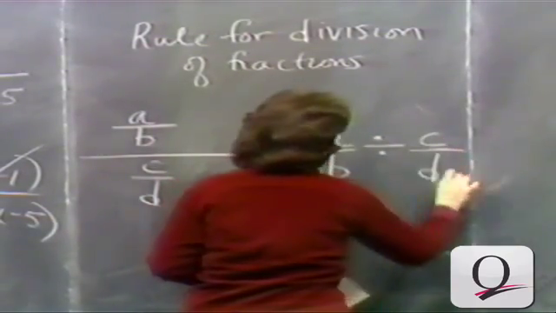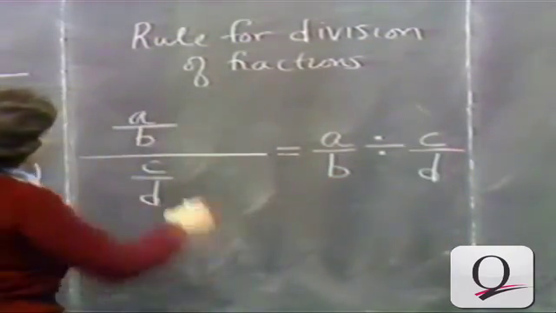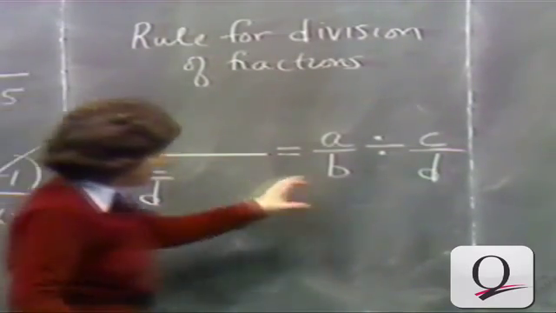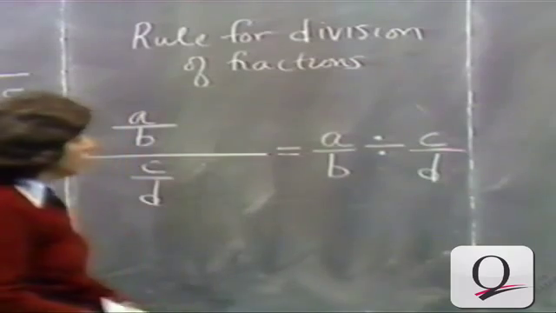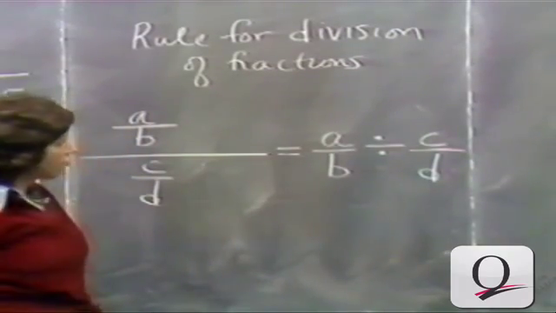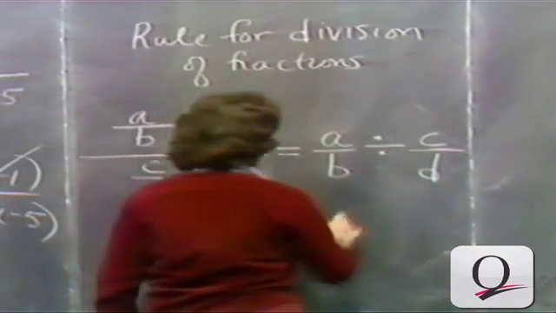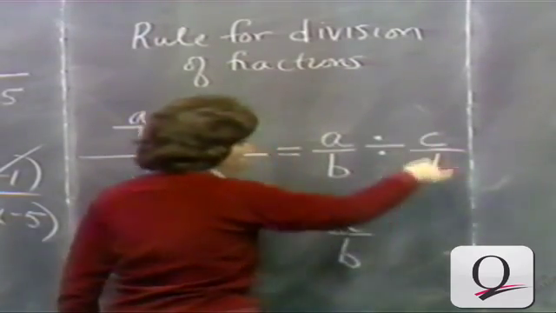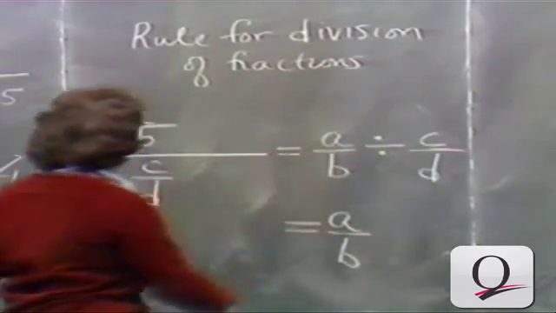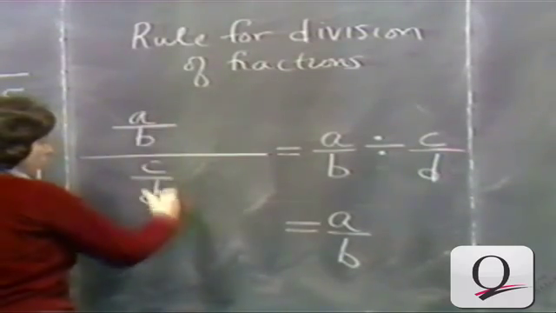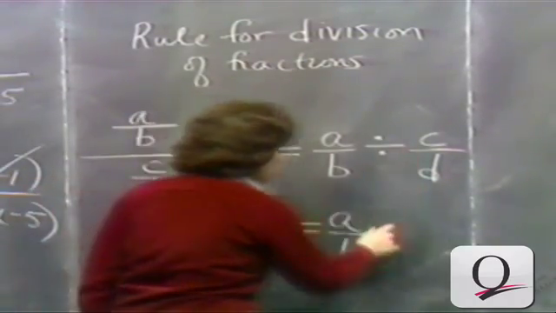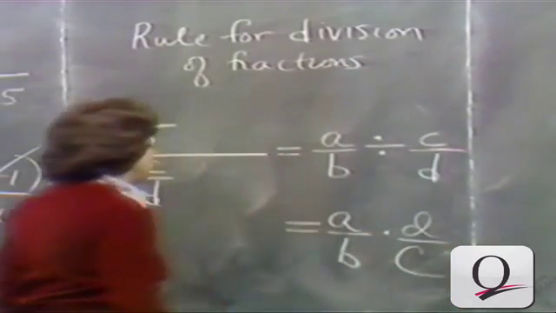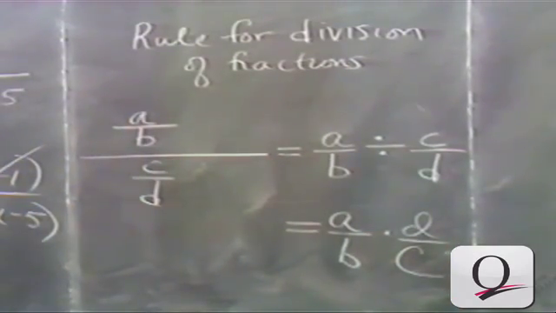over d. Okay, this means the same thing. A over b divided by c over d. Very often you'll see it written this way just to save space, but it means the same thing. To work this out, you invert the divisor. What you're dividing, in other words, you're dividing a over b by c over d. You invert the divisor, c over d, and then multiply, giving you AD over BC.